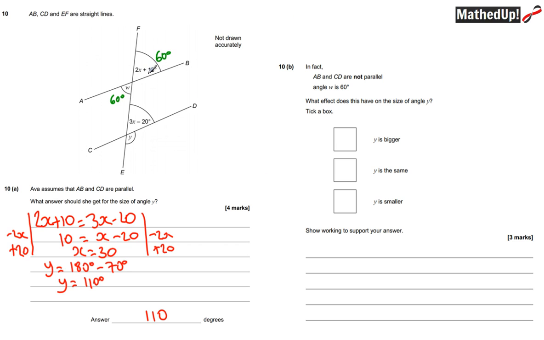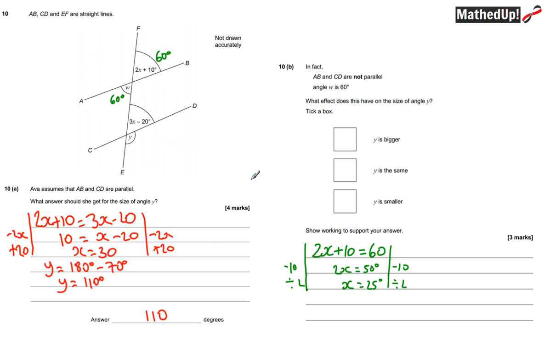So that means that 2x plus 10 must be equal to 60, which means that we subtract 10 from both sides, 2x is equal to 50 degrees, and I can divide by 2, and that tells me that x is equal to 25 degrees. Okay, so 2 times 25 is 50, plus 10 gives me 60, so I'm happy that that's right.